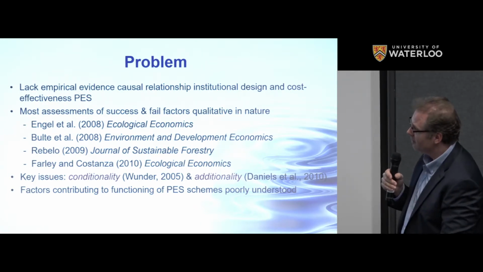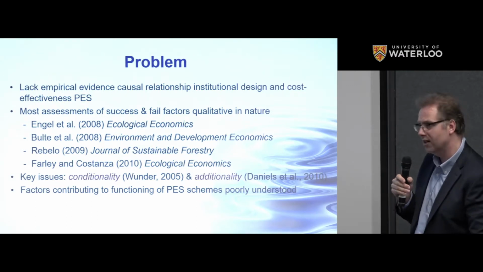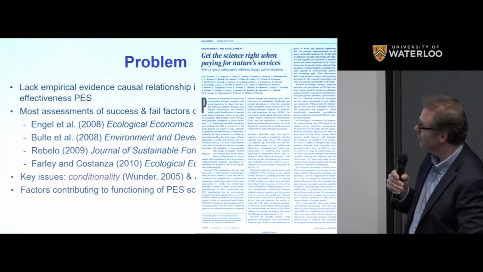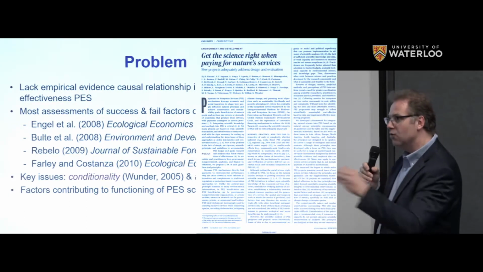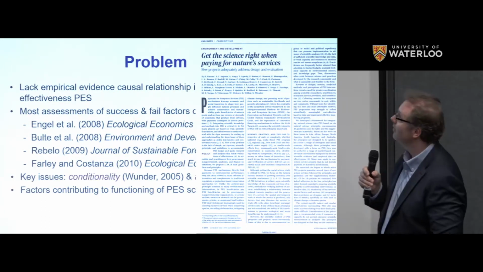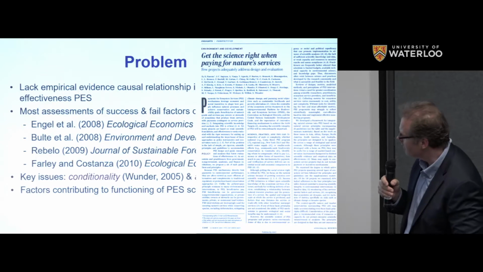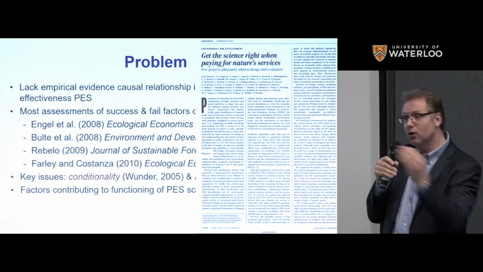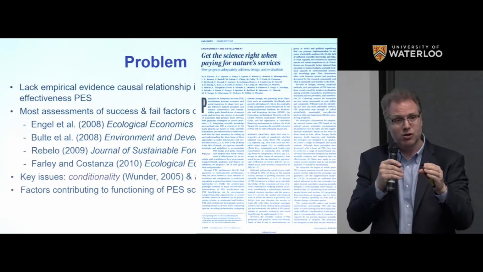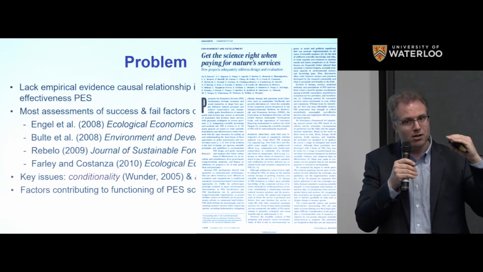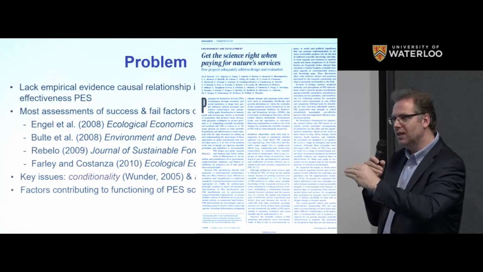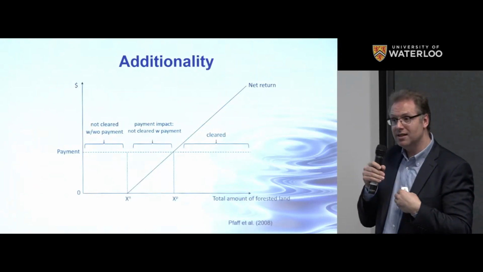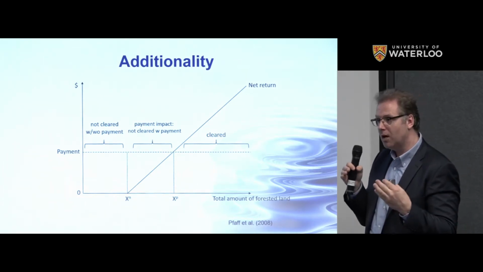So the factors that contribute to the functioning of these PES schemes are generally fairly poorly understood, and there is some literature on it, but we're not very certain yet how these designs should ideally look. This is an article in Science in 2015 by Naeem et al., where they look at these schemes and they say, make sure that you get the science right, because a lot of these schemes lack a good scientific underpinning of the causal relationships upstream and downstream. And what I'm particularly interested in is getting the economics right, the institutional economics, when you do these kinds of schemes.